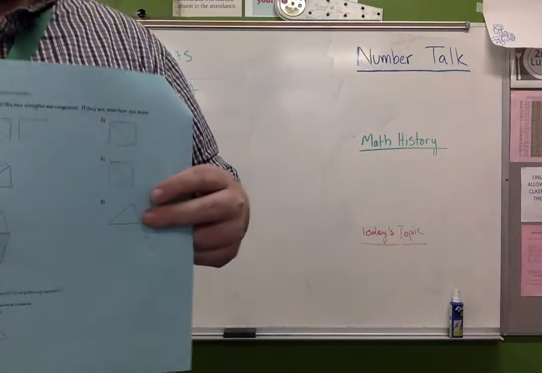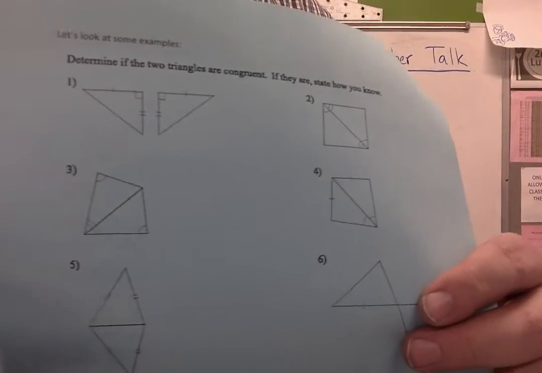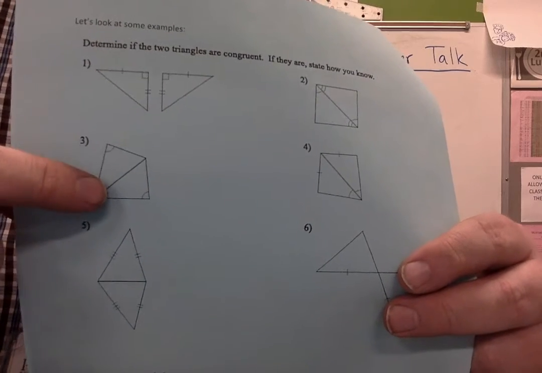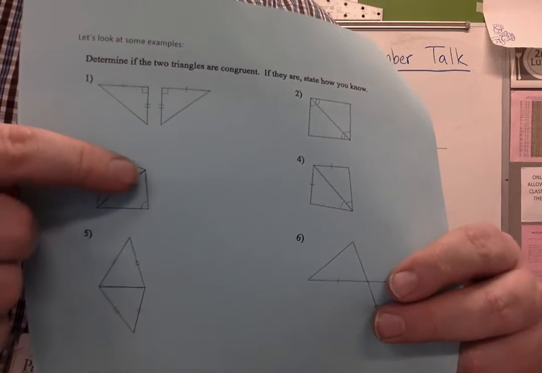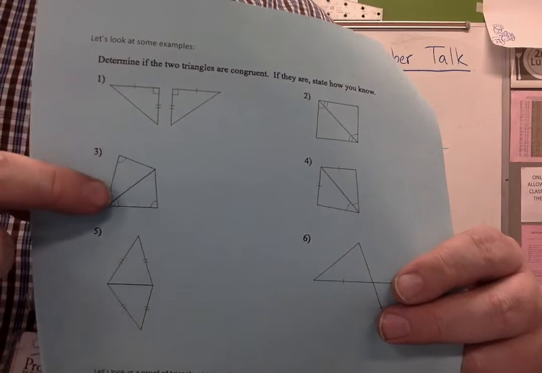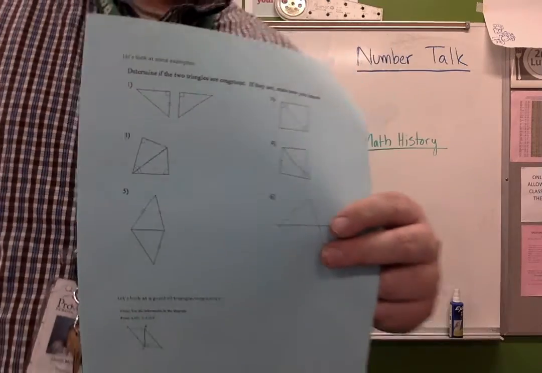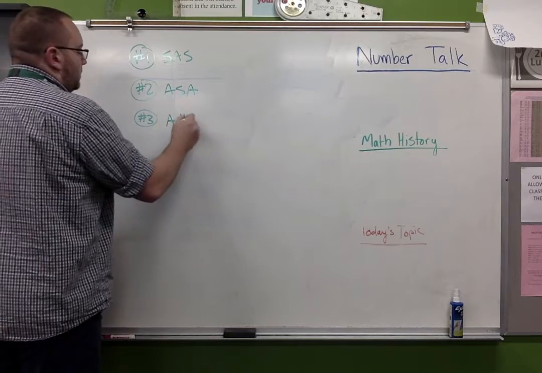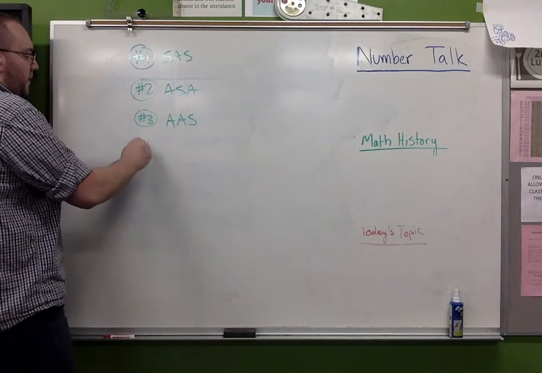Number three, right here. We have two angles, right? Angle, angle, and then this side shares itself. So this side is equal to itself. So angle, angle, side. Number three, angle, angle, side is a congruency statement. So those triangles are congruent by angle, angle, side.